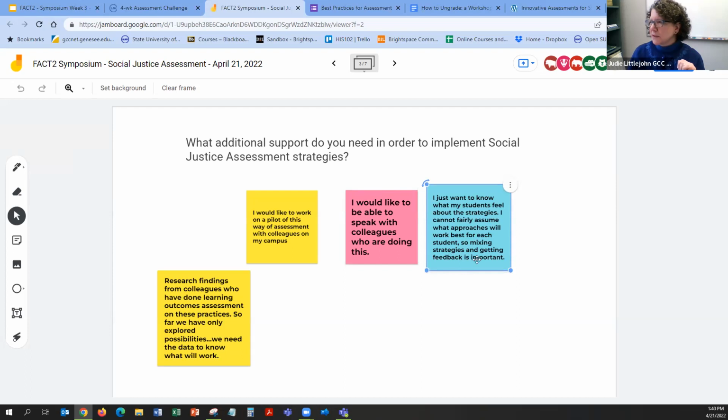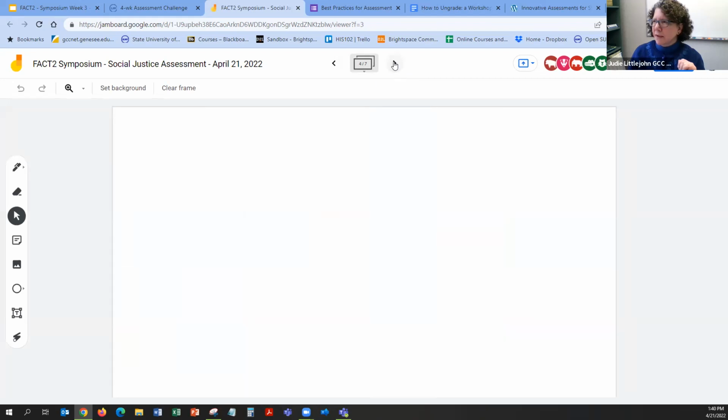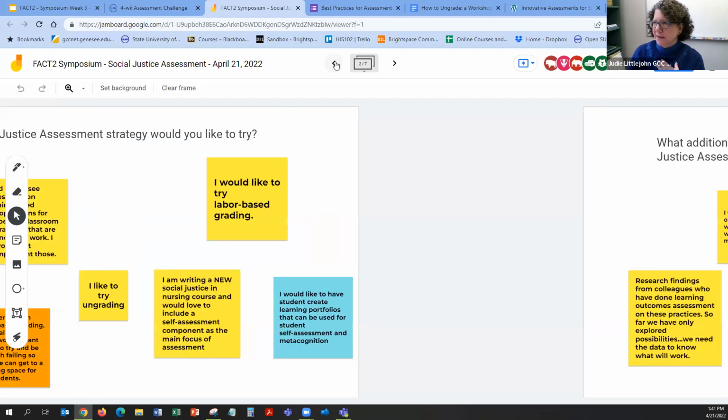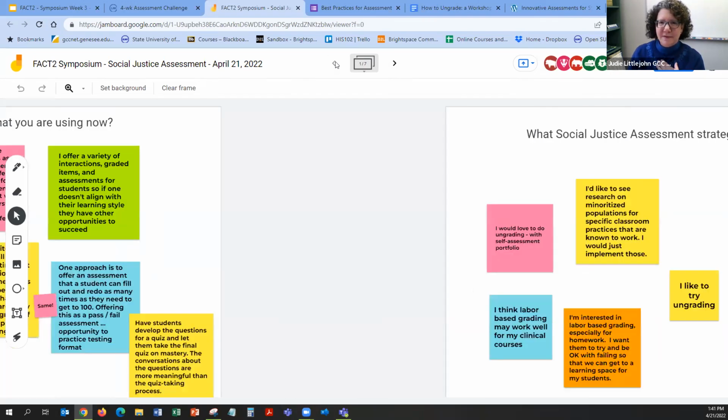So, mixing strategies and getting feedback. I think that's a great idea. I'm going to see if anybody wrote anything. I see people added pages because it's easy to do, and I do that myself at times. But it looks good. I think there are some great ideas.